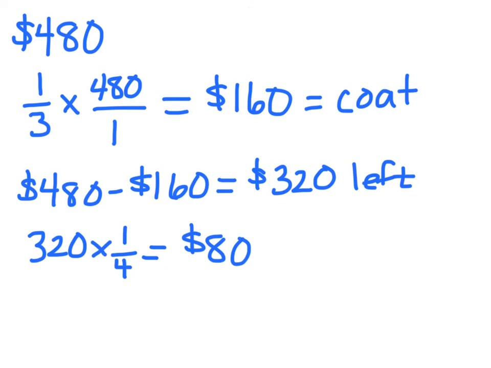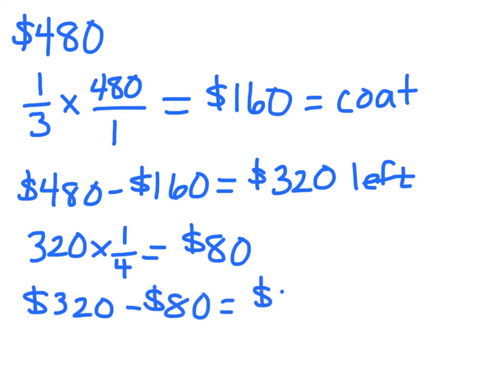The question asks us, how much money does Sophia have left after purchasing her coat and her boots? So we're going to take our number here, 320, that was left over after purchasing the coat, and we're going to subtract the $80 that she spent on the boots to get an answer of $240.